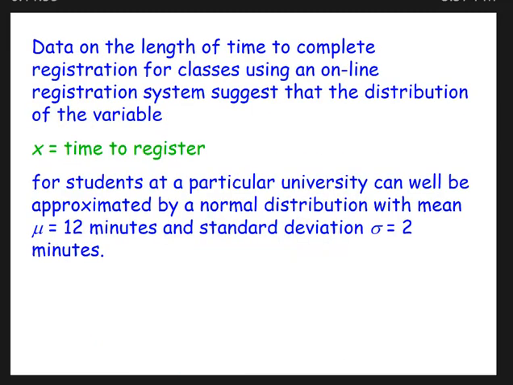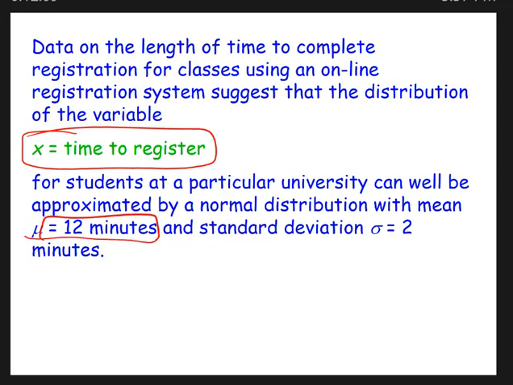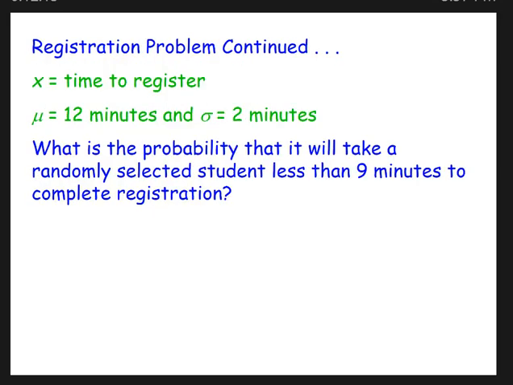So let's do an example of this. Data on the length of time to complete registration for classes using an online registration system gives the distribution of the variable, where x is equal to the time it takes to register, giving us a mean of about 12 minutes and a standard deviation of 2 minutes. So there's our distribution. X is the time to register, and the mean of x is 12, and the standard deviation of x is 2.